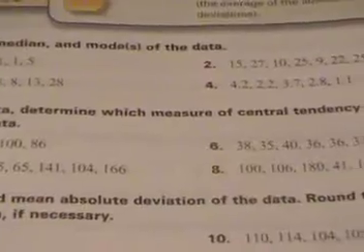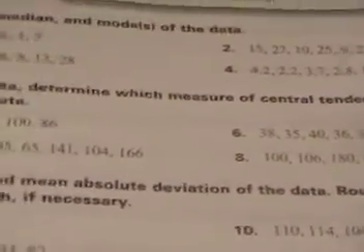Like for right here, number 1, find the mean, the median, the mode of the data. So we do something like this. So there'll be 6, 1, 3, 8, 5, 11, 1, and 5.